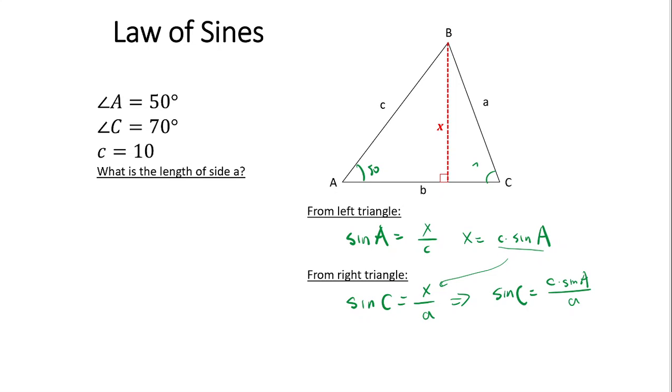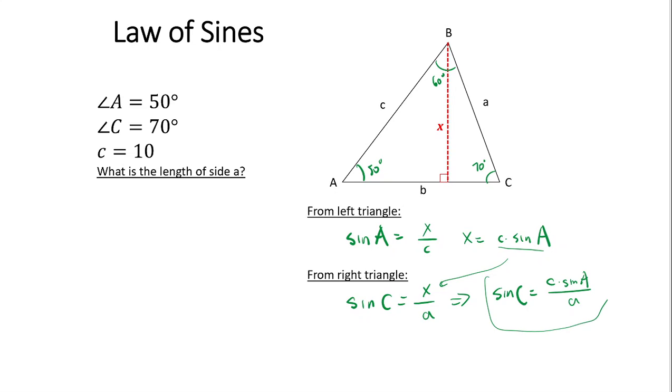We have angle C in this question is 70 degrees, and we also have angle B, because all the angles in a triangle add up to 180. So if I have 50 and 70, that's 120. The remaining angle is a 60-degree angle. So I have everything I need here in order to solve this.